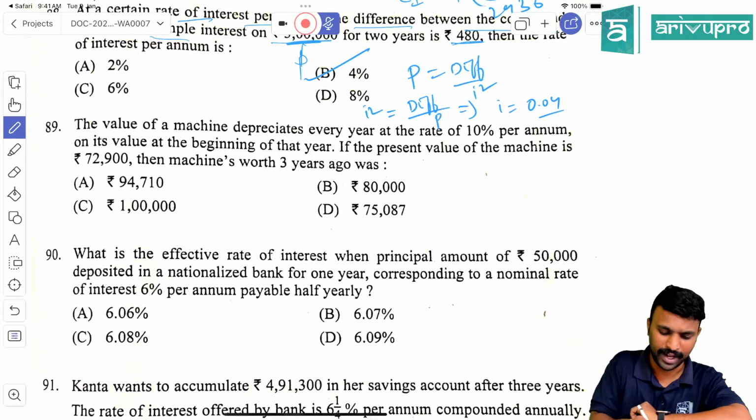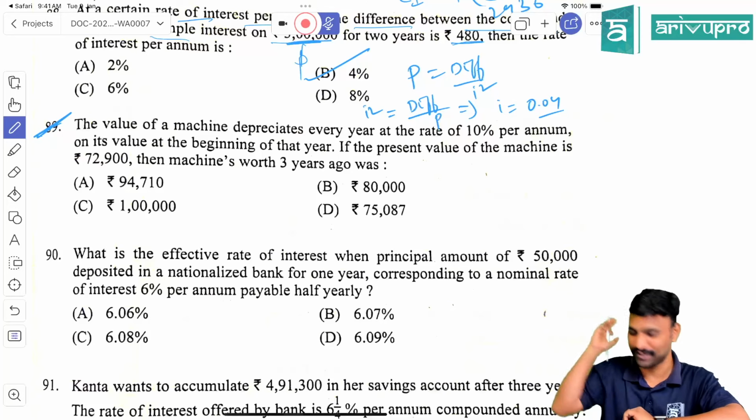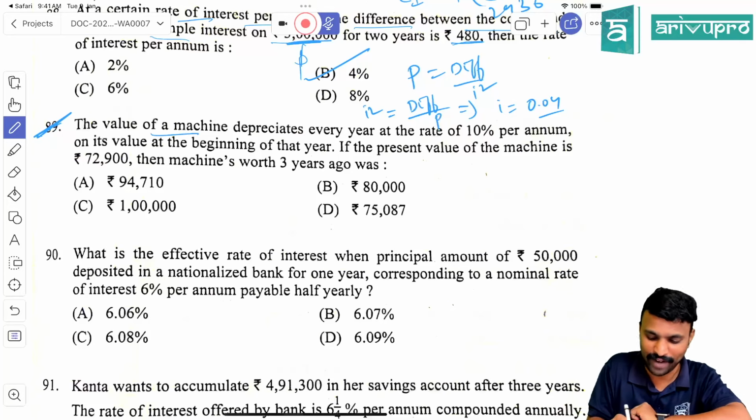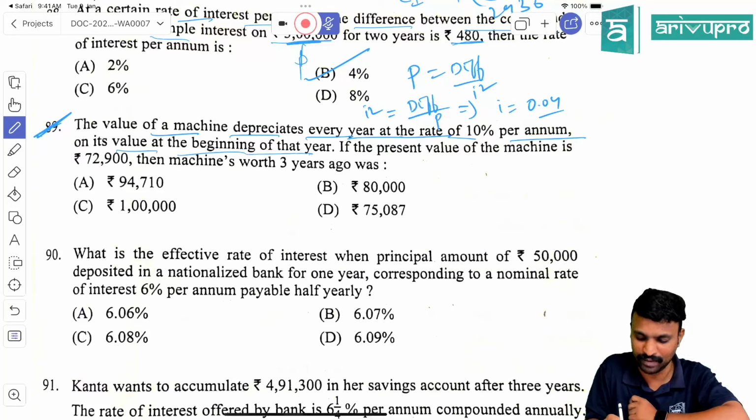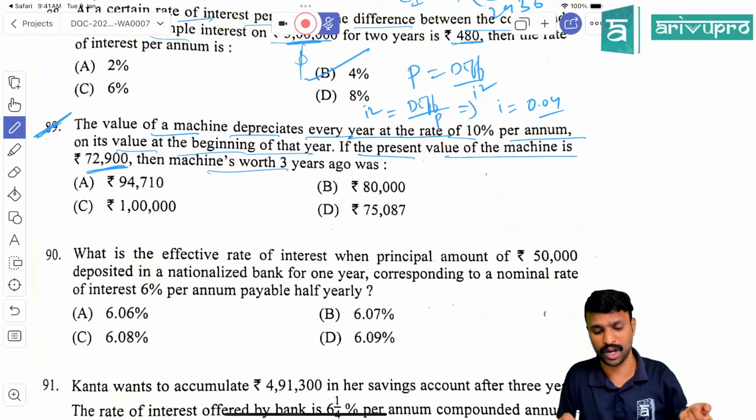Guys, the next question, this is the same question I have discussed in the marathon. The value of a machine depreciates every year at the rate of 10% per annum on its value at the beginning of that year. If the present value of the machine is 72,900, what is the worth of the machine 3 years ago?